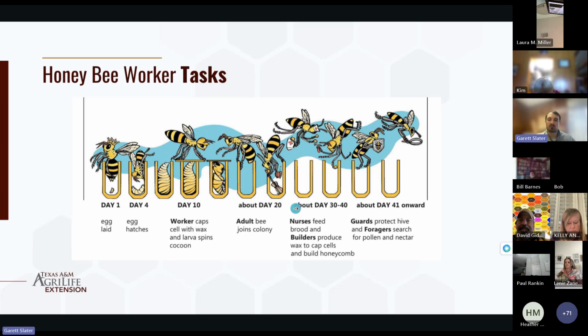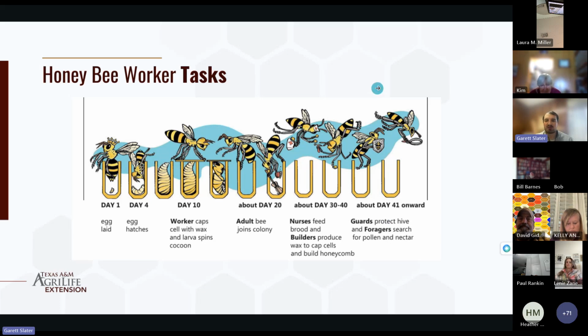But really, once a worker emerges, their lifespan is only about 21 days. An average worker, especially in the summertime, will only live 21 days. And they're transitioning from one task to the next. So one worker will maybe have 10 tasks throughout their entire life.